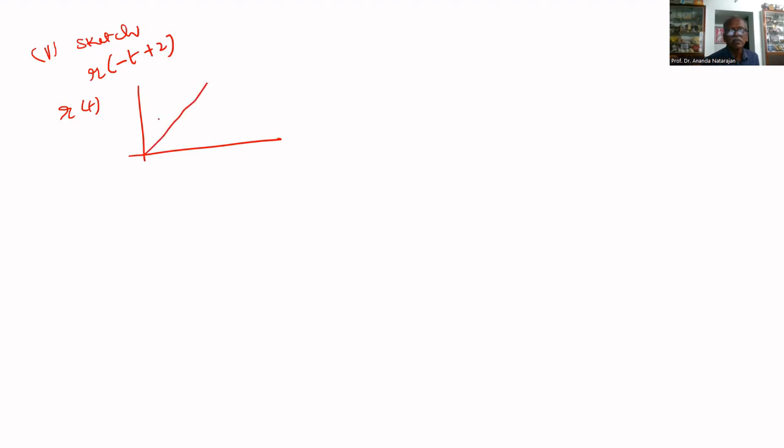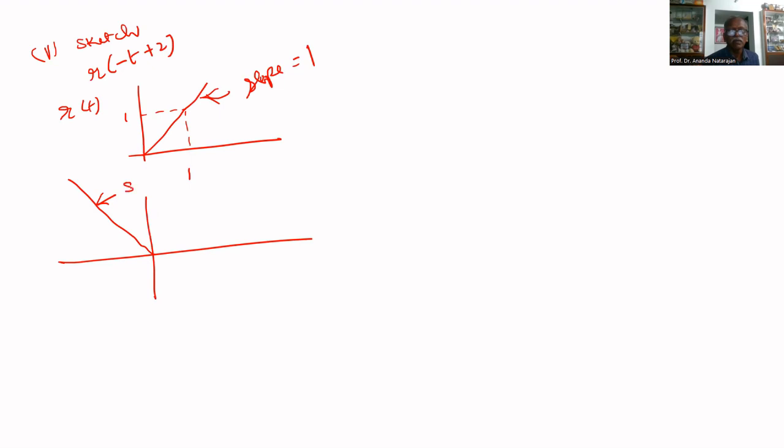Sketch the fifth one: r of minus t plus 2. R of t is what? Unit slope ramp. Here 1 means here also 1. Therefore, the slope is 1. So time reversal, r of minus t. R of minus t means a mirror image about the y-axis. This is slope 1, but r of minus t we got.